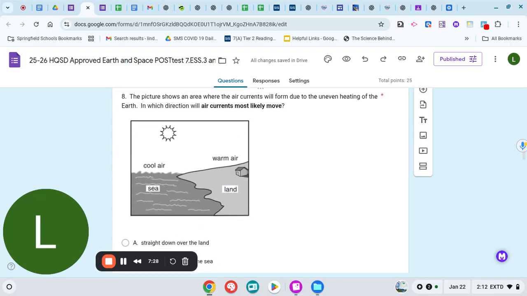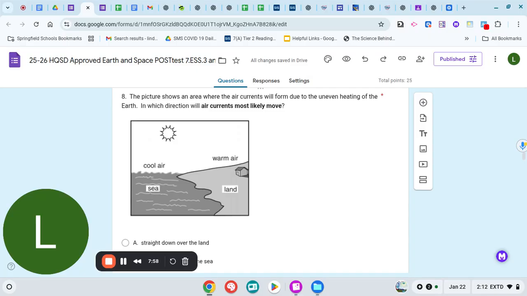Number 8, the picture shows an area where air currents will form due to the uneven heating of the Earth. In which direction will air currents most likely move? You have the sea, you have the land. Above the sea or the ocean or the water is cool air. Above the land is warm air. It wants to know in which direction will air currents most likely move.